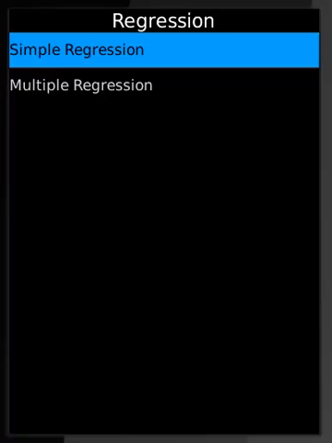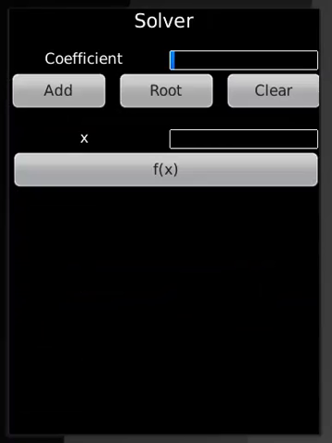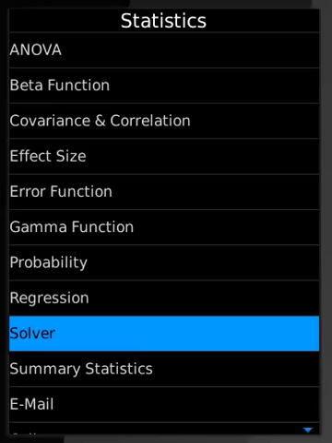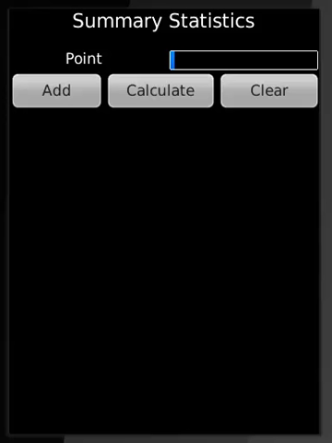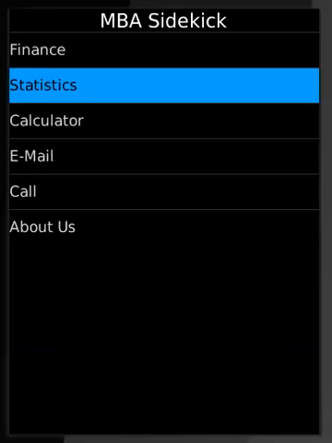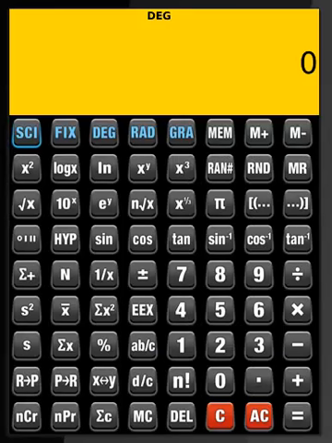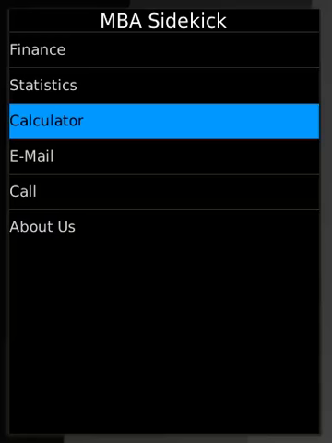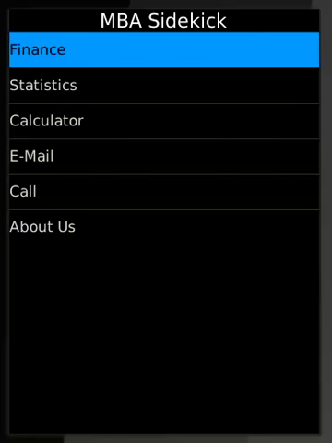Regression covers both simple and multiple regression. Solver calculates root and evaluates polynomials. So many statistics, and this has a built-in advanced scientific infix calculator. This is very useful to MBAs, bankers, traders, statisticians and any finance enthusiasts.